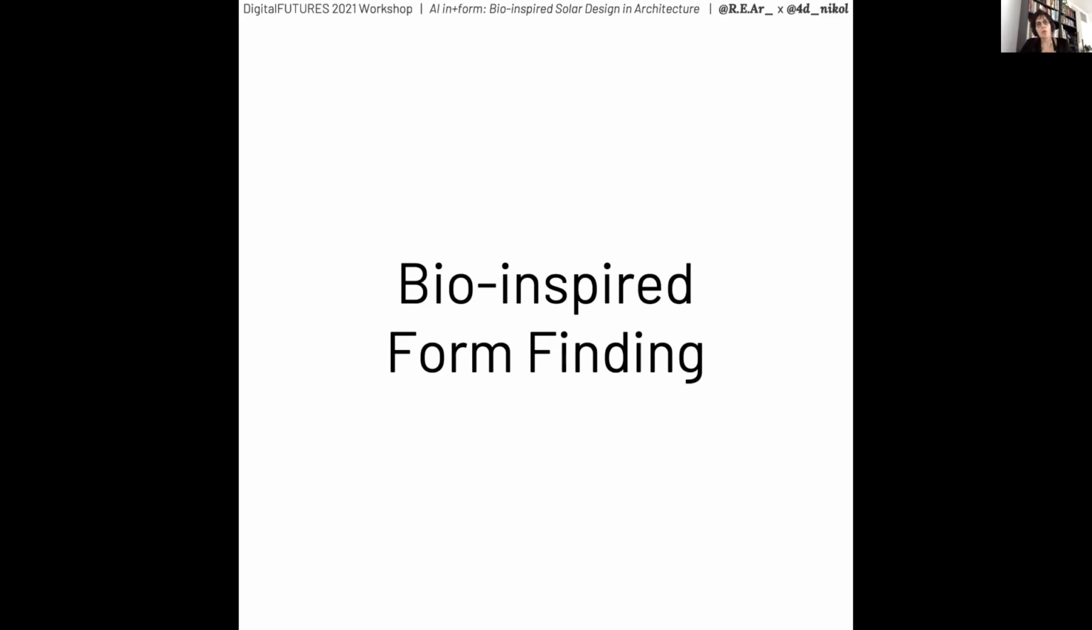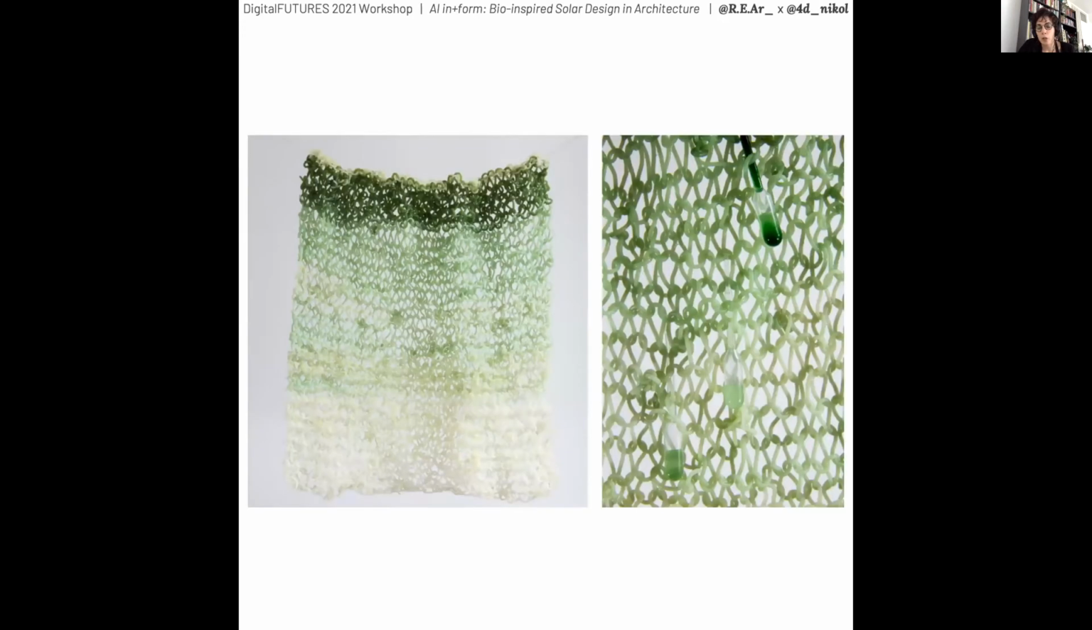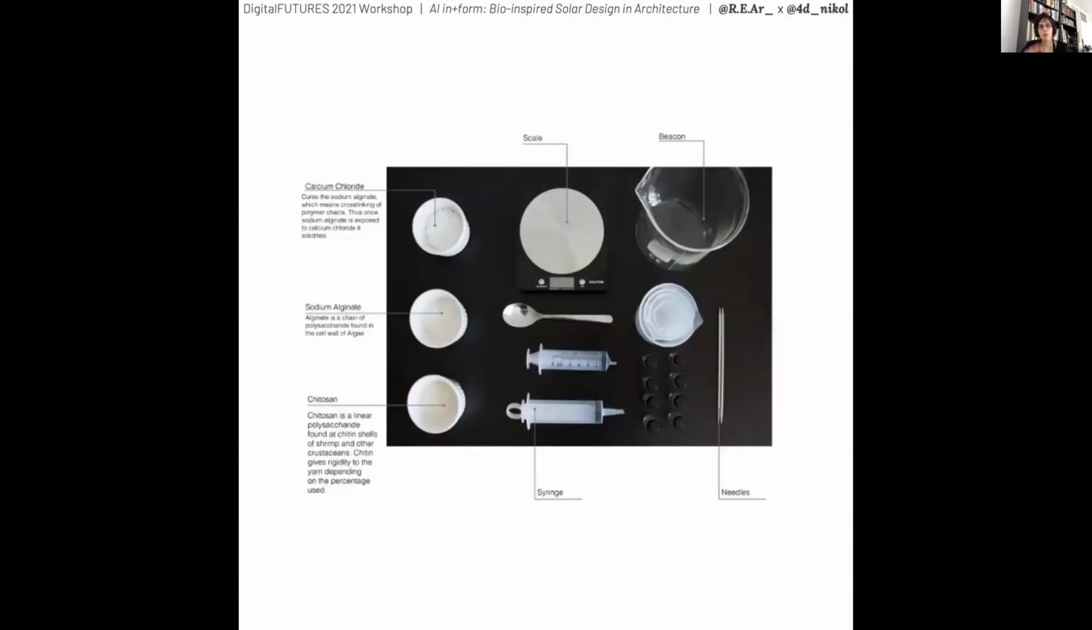So I'll take you through one of my working examples that uses hydrogel, programmable hydrogel with infused algae, and looks potentially at one way of how we can start fabricating those complex shapes. I'll take you through the making process just because it's quite interesting.